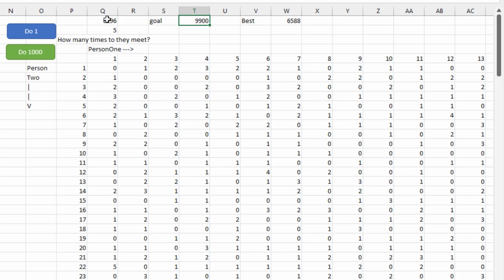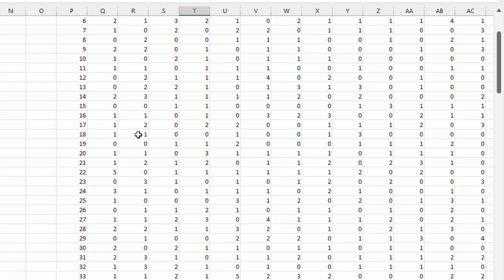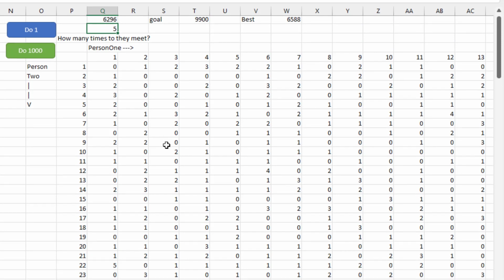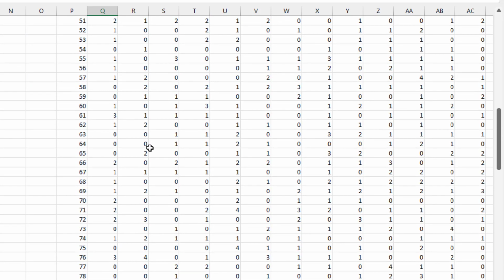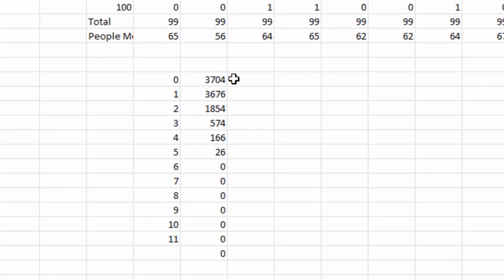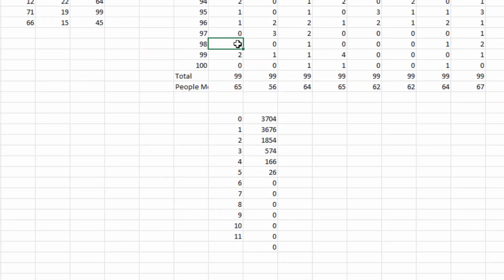And in this particular case, I've gotten to about 62% of that. And if I come down here, there's two people that have been at the same table five times. I hope they don't hate each other. And there's a little frequency distribution down here to see the quality. There are 3,704 people that never met, 3,676 people that met once, 1,854 that met twice, and so on, all right?